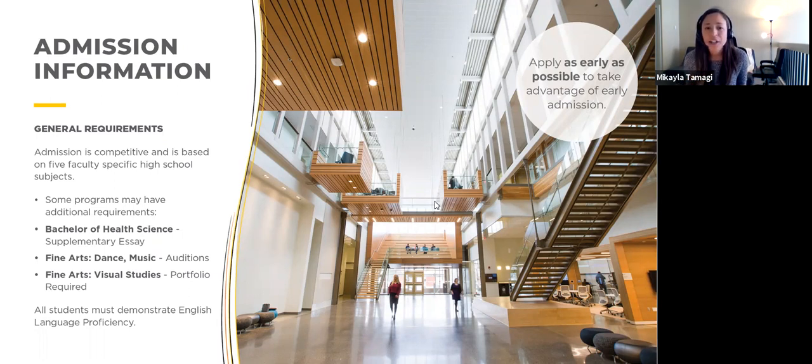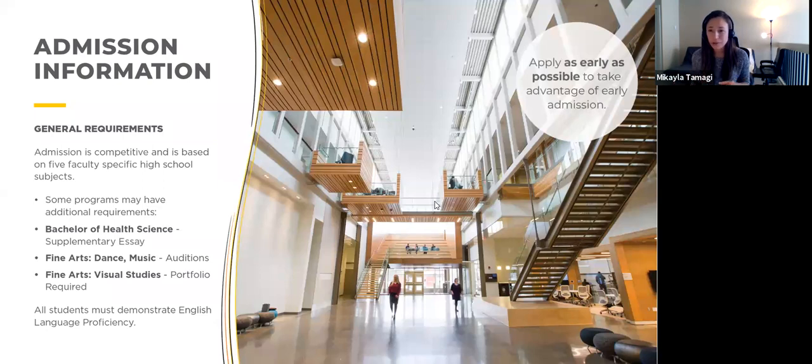At the University of Calgary, your evaluation is going to be based on 5 faculty-specific high school subjects, and then basically what your average is from those 5 subjects. Now, there are a few programs that have additional requirements. So the Bachelor of Health Science and the Fine Arts programs being the examples. The Bachelor of Health Science, there will be a supplementary essay. And then for Fine Arts, Dance and Music, there's an audition. And for the Visual Studies program, there is a portfolio.